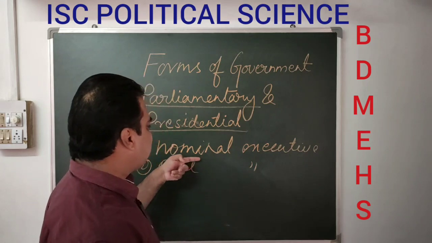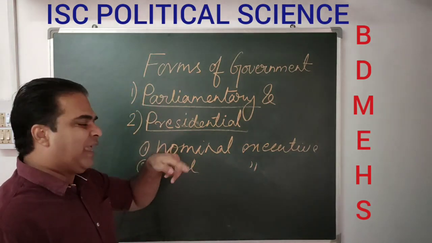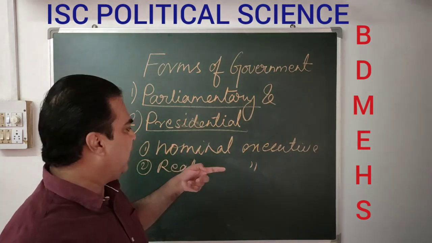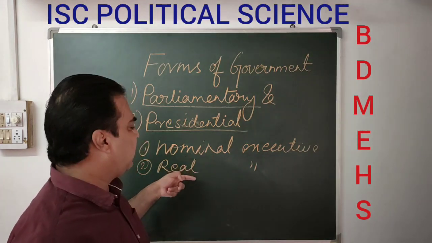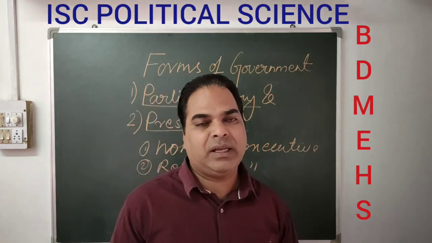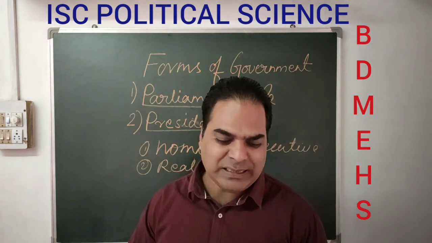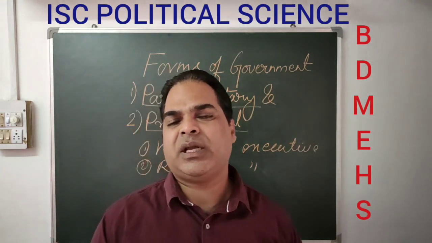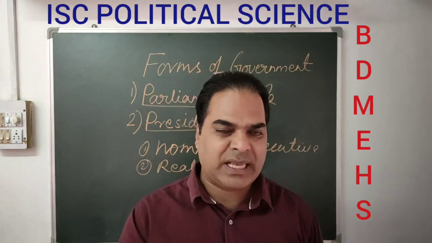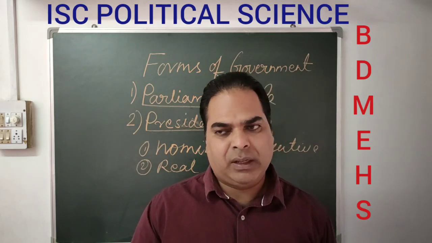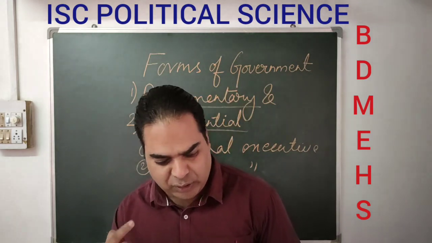So the nominal executive in our country is the President, and the Prime Minister is the real executive in our country. In Britain, in the UK, the British monarch is the nominal executive, and the Prime Minister of Britain is the real executive of Britain or the United Kingdom. So let us discuss the important features of the parliamentary form of government, and side by side we will try to relate them with United Kingdom parliamentary features.